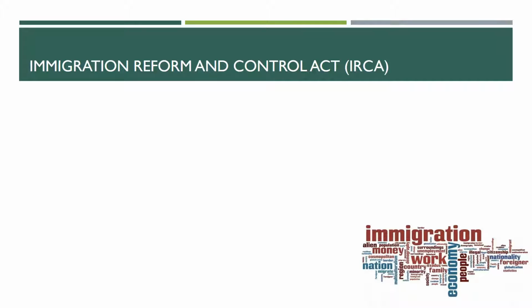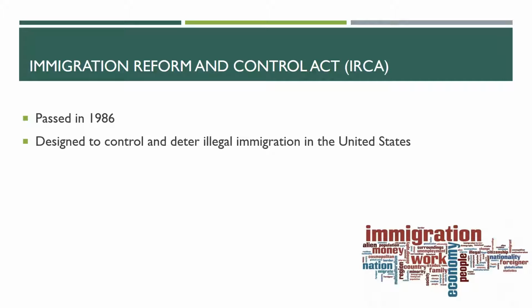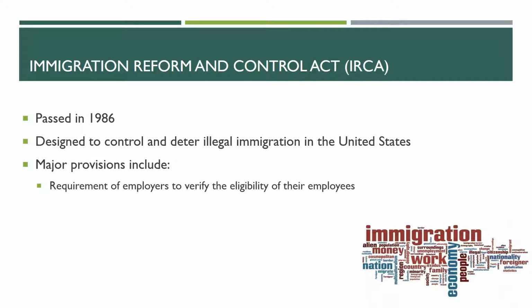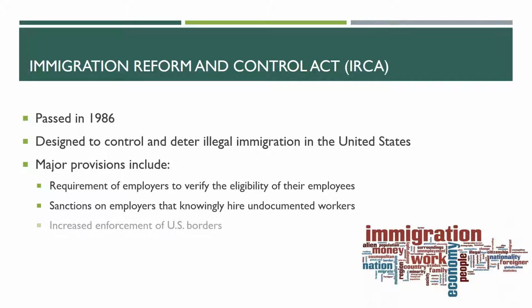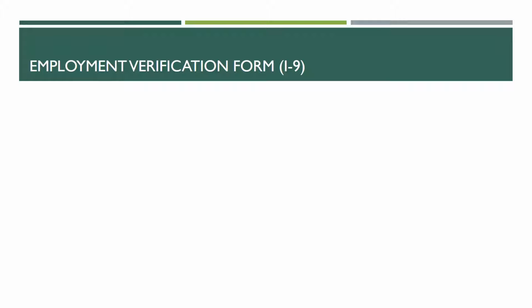The Immigration Reform and Control Act, IRCA, was passed in 1986. It is designed to control and deter illegal immigration in the United States. Some provisions include requiring employers to verify the eligibility of their employees. Sanctions and penalties were created for employers that knowingly hire undocumented workers, and it also increased enforcement of U.S. borders. Now, an important aspect of this is the employment verification form.